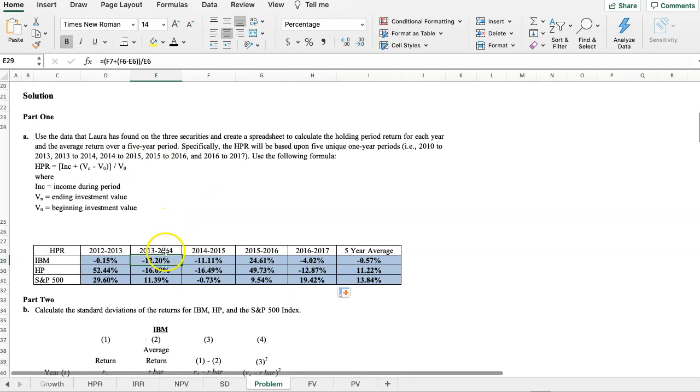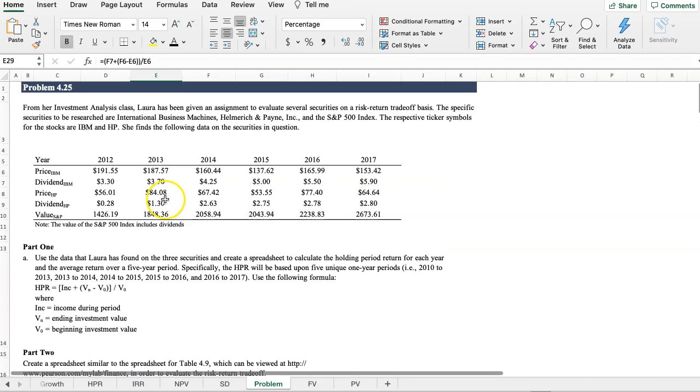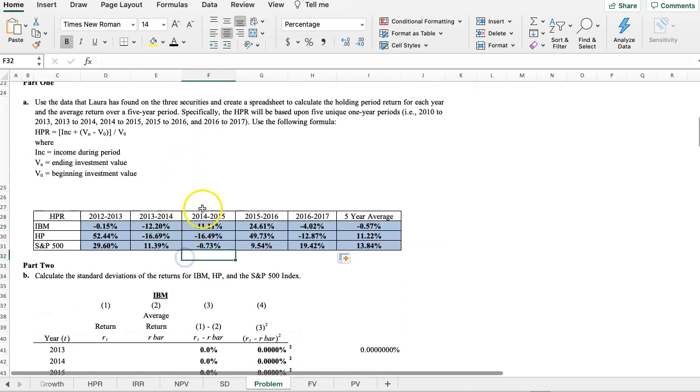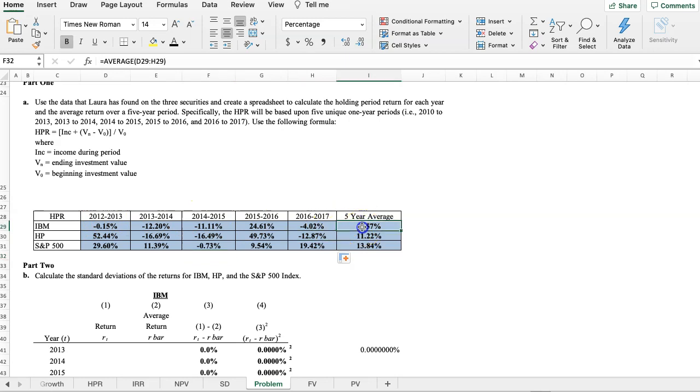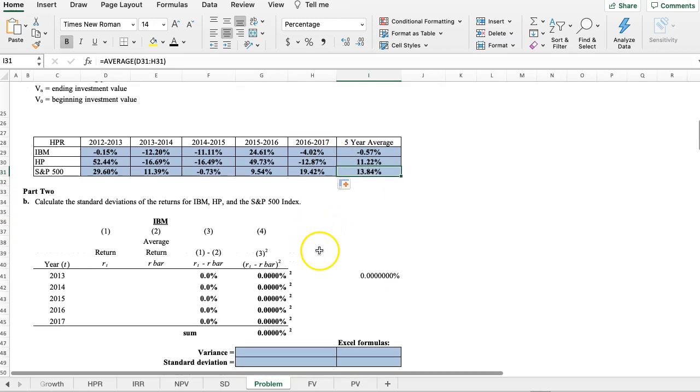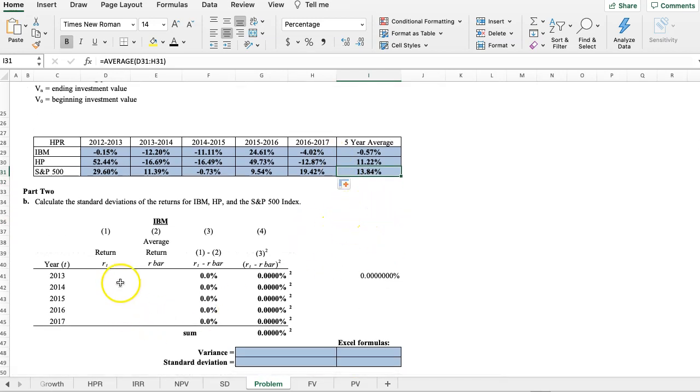The formula's in there. So we would say F7, which is the dividend, we're going to add that to F6, which is the price, minus E6, which is last year's price, divided by E6. So that's the basic formula for calculating the holding period returns for IBM, HP, and the S&P 500 for the 5 years, and then we're just throwing in an average formula here like we've seen on the other page for each of these stocks.